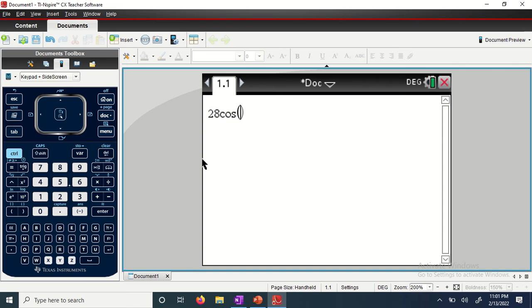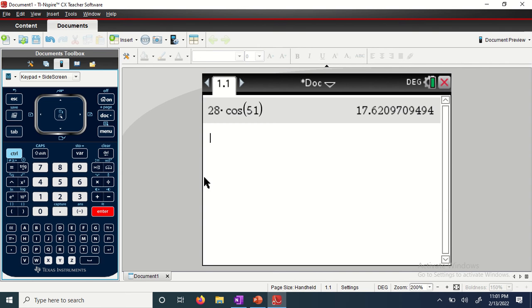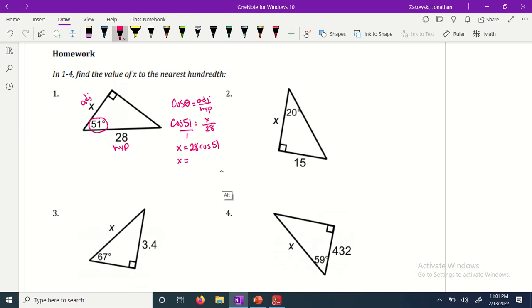And then 28 times cosine of 51. And then we're going to round to the nearest hundredth, so that would be 17.62.